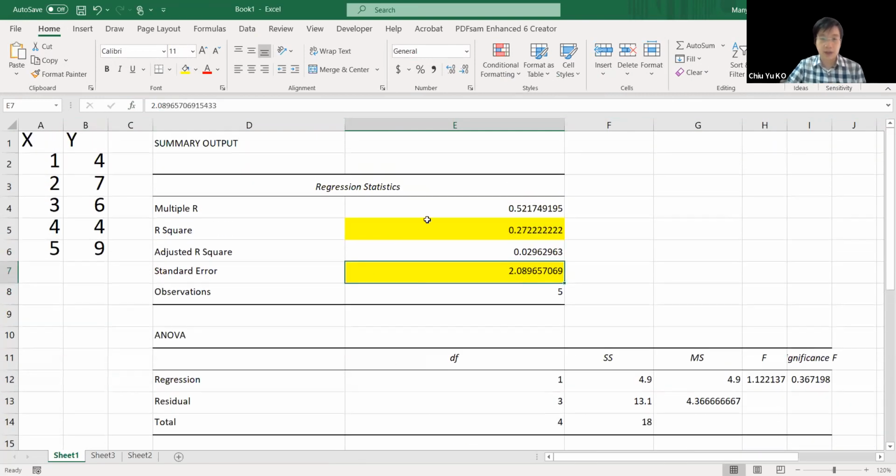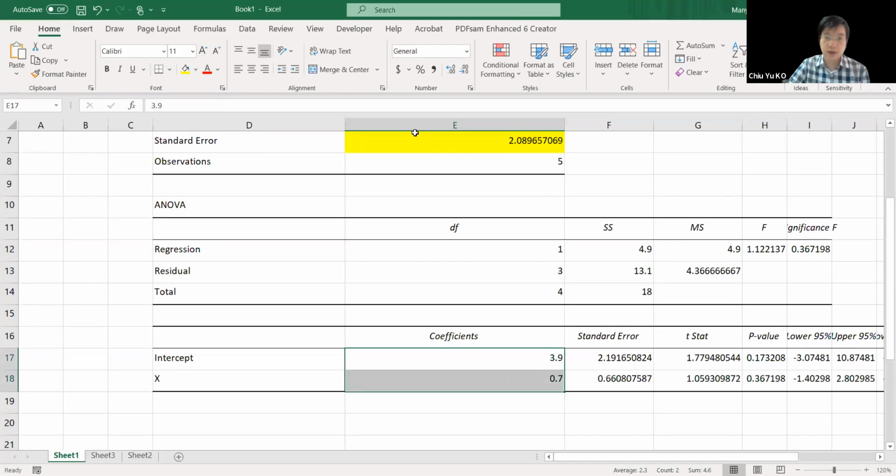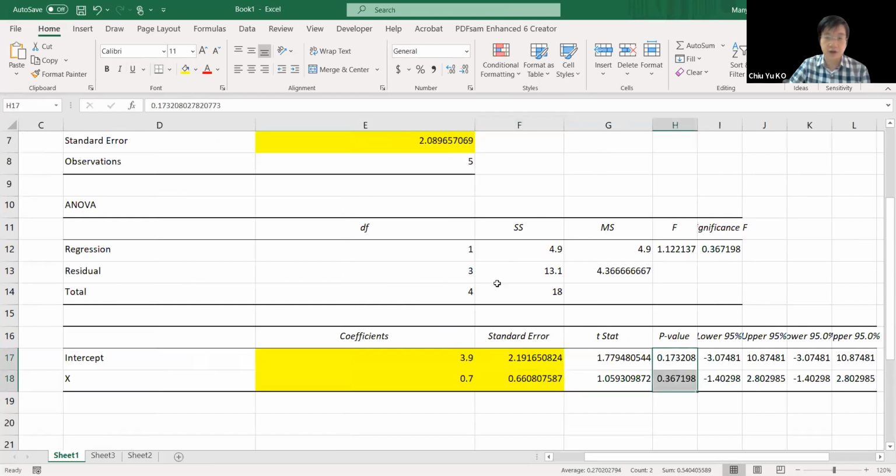And this we also call the coefficient of determination. And this is the coefficient, slope and intercept. This is the standard error of the slope and intercept. And then the p-values, and also for the two-sided test.